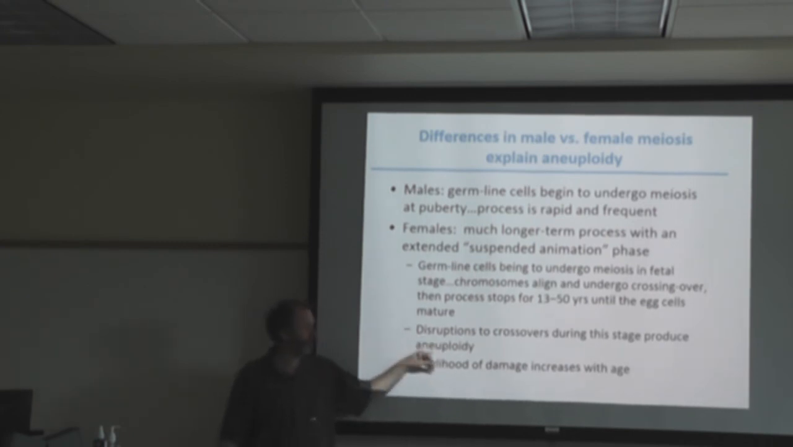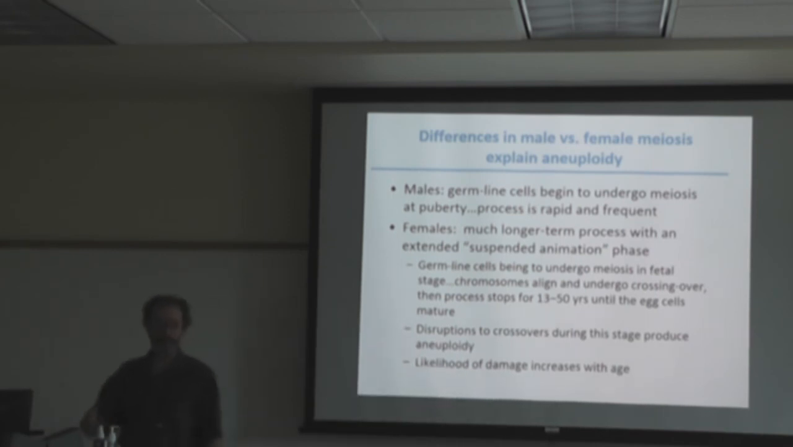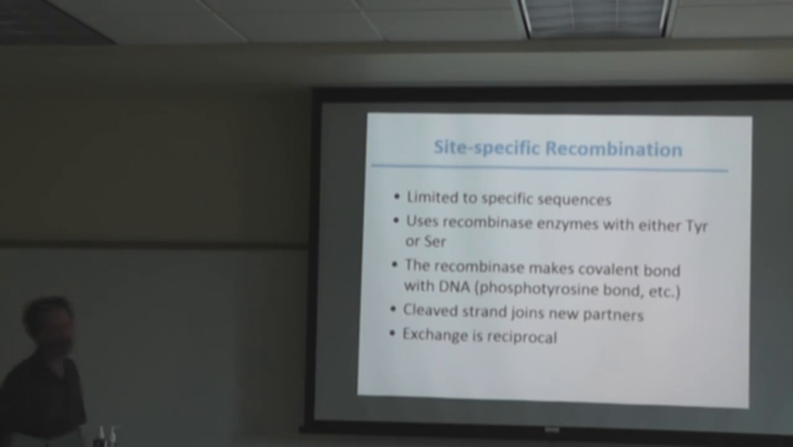Disruptions to the crossovers during this stage can produce that aneuploidy, and the likelihood of damage increases with age. Because you're likely going to have more disruptions the longer it sits there like that, right? So, it's limited to site-specific sequences.